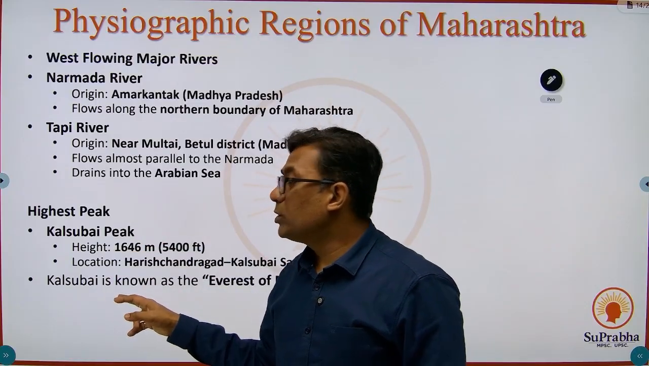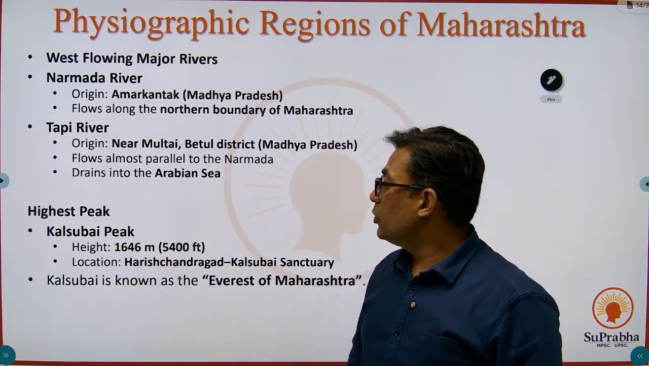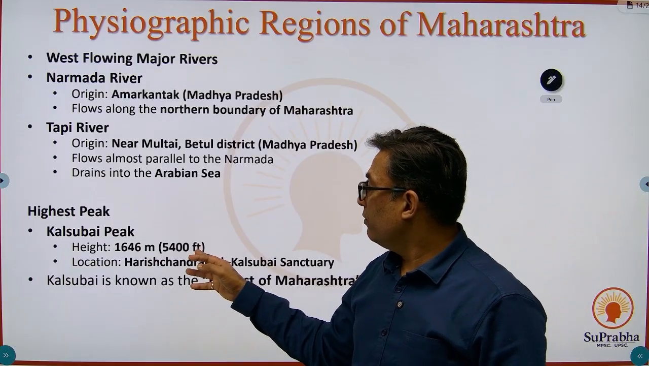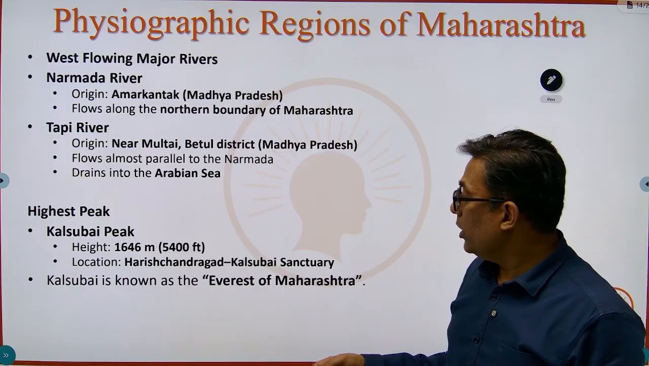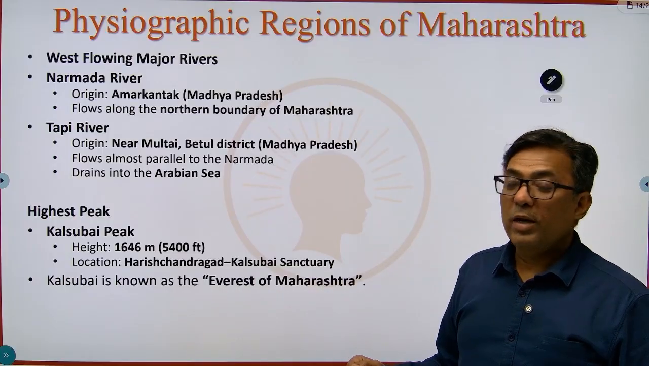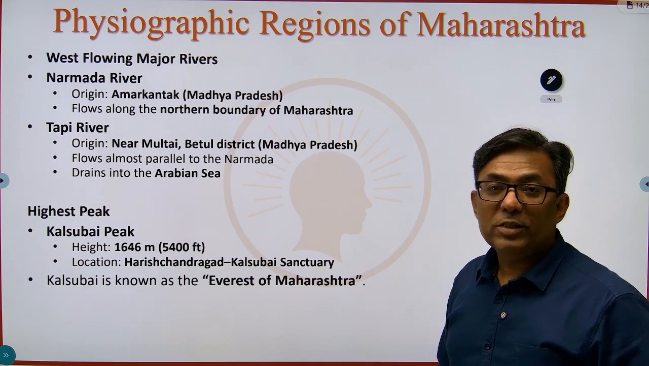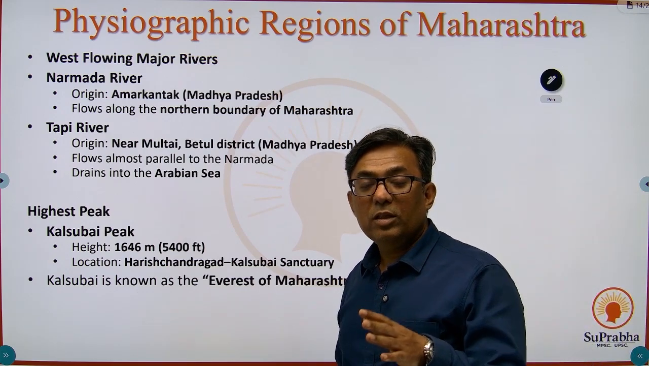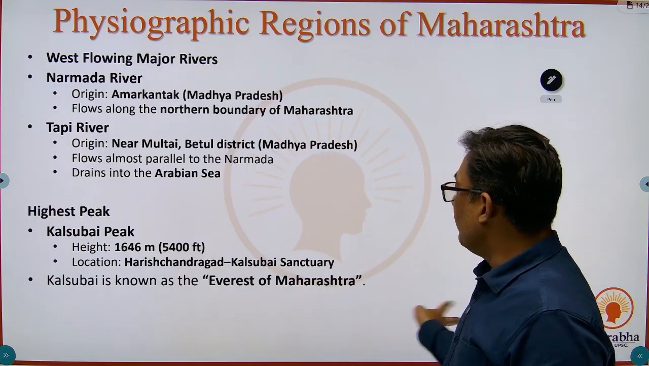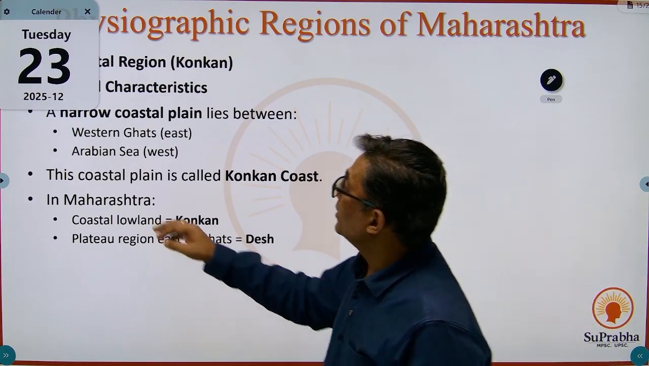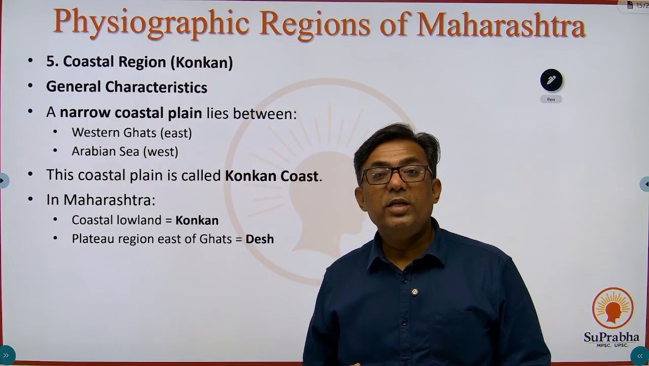What is the highest peak of the Western Ghats? It is Kalsubai Peak, height 1646 meters, that is 5400 feet, and the location is near the Harishchandragad Kalsubai Sanctuary. It is also known as the Everest of Maharashtra. So this is the physiography of the second aspect, the Western Ghats. We have seen the Maharashtra plateau, we have seen the Western Ghats, the second physiographic region, and the third physiographic region is the coastal region, which we call Konkan.